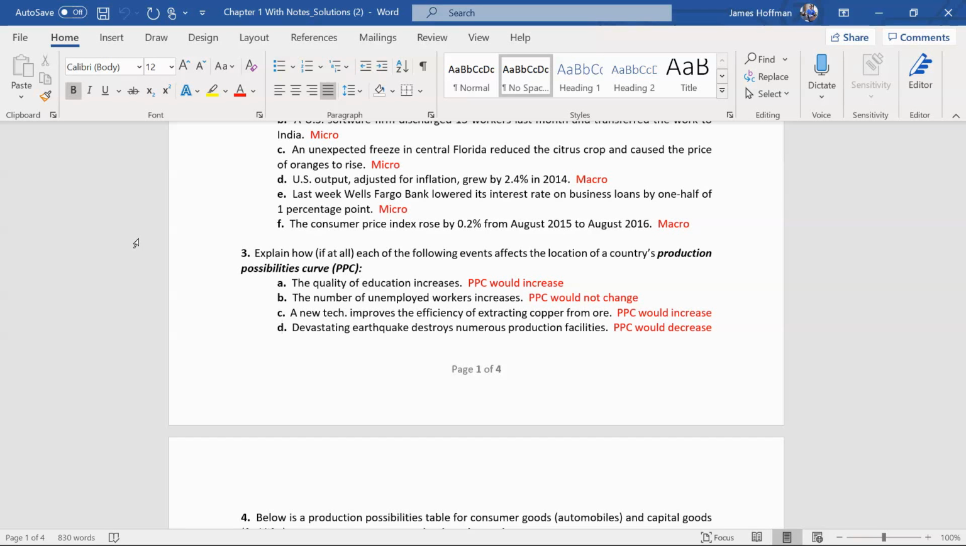Okay, and then D, what if a devastating earthquake destroys numerous production facilities? That actually is going to decrease the curve because we've lost the potential of producing more. If we lose the actual production facilities, that would decrease or shift the curve in. So that would represent the PPC, or the production possibilities curve, would decrease or shift left.